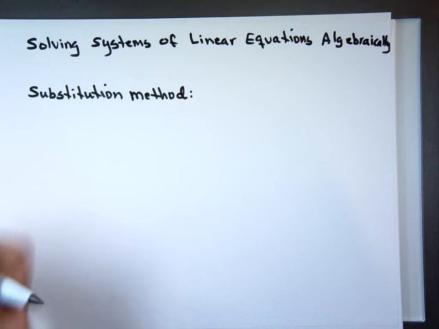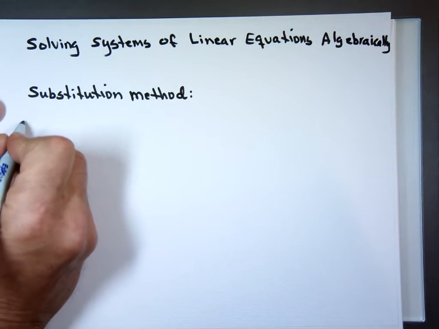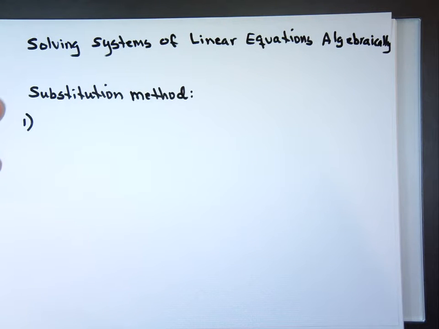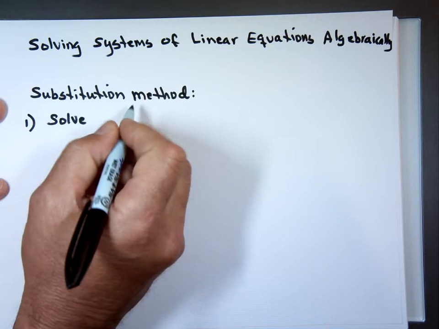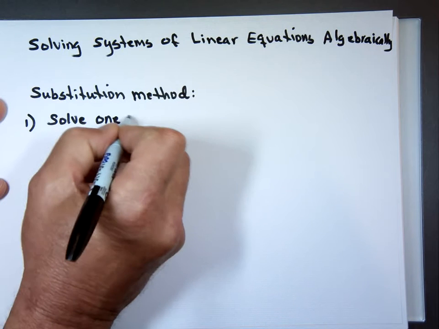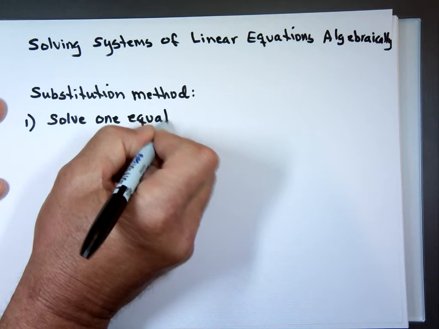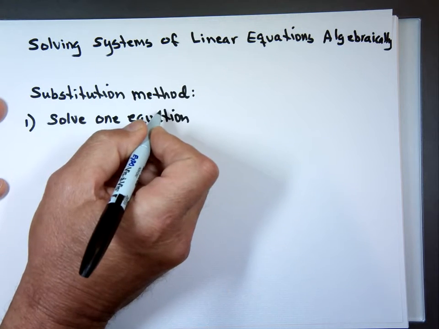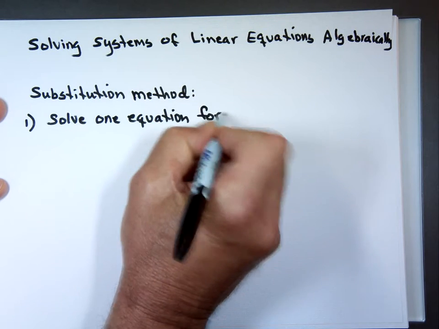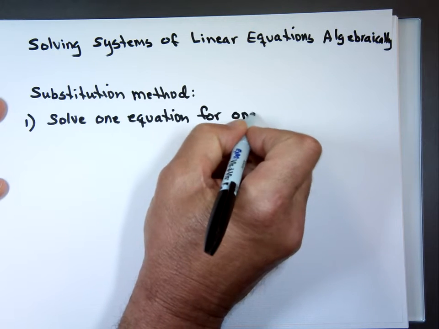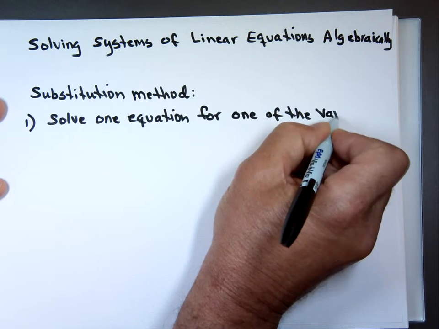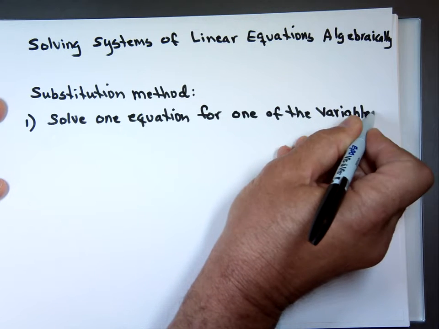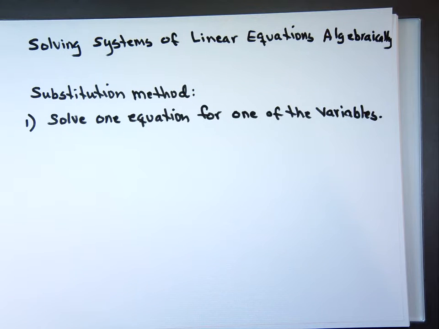I'll write the steps for them. The first step, what you want to do is actually solve for one of the variables in either equation. So solve one equation for one of the variables, one of the unknowns or the variables, whatever you want to call it. Top equation, bottom equation, doesn't matter.